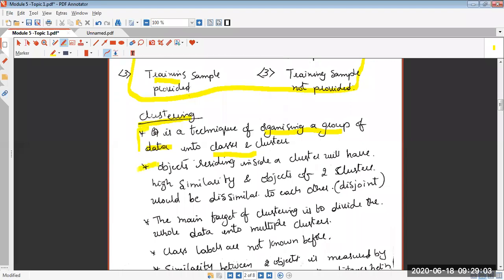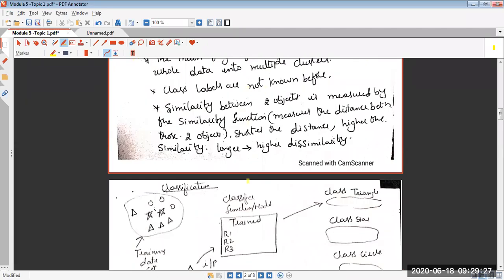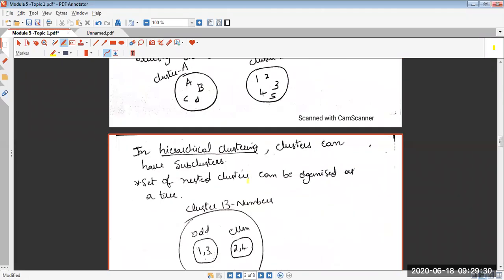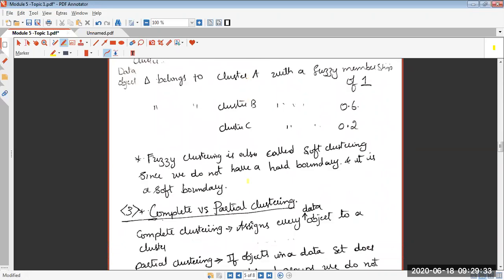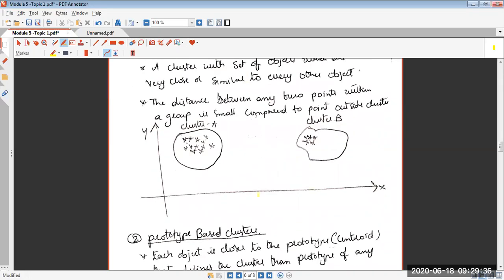You can see the second point here. Now, what will be the property or nature of objects that are sitting inside a cluster? That is what I have explained here. Objects residing inside a cluster will have higher similarity than objects of two different or dissimilar clusters. What does it mean? To be more specific, I'll directly go to an example. Examples I have written at a later point. You can see here, this example. So this is my cluster A. This is cluster B.